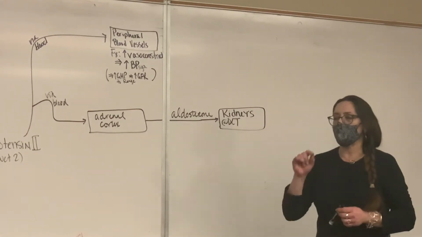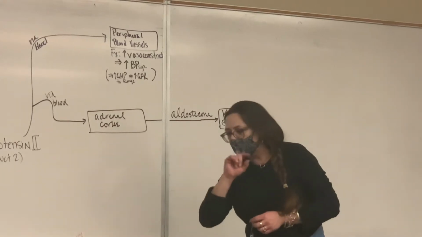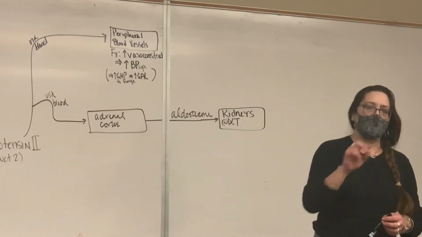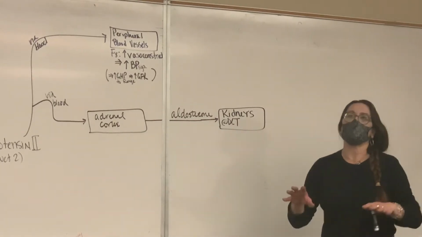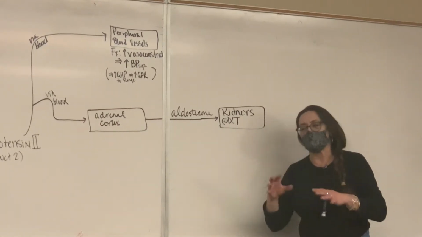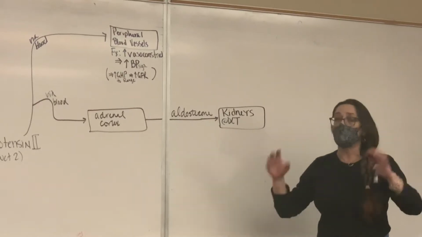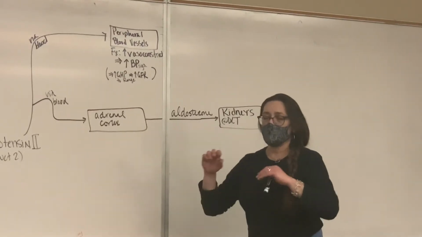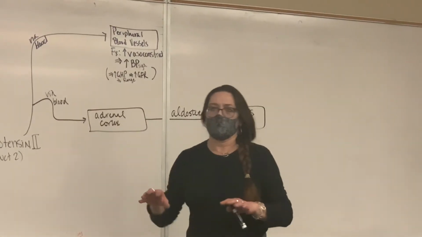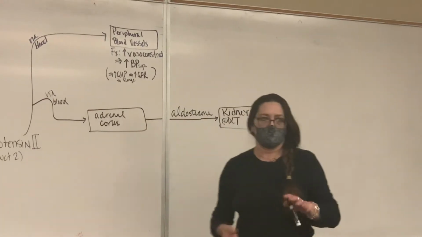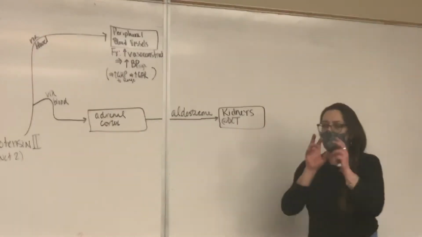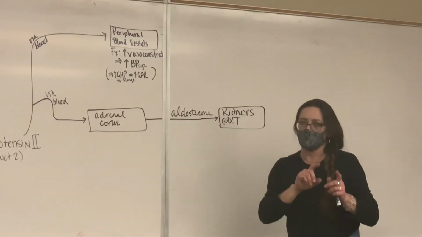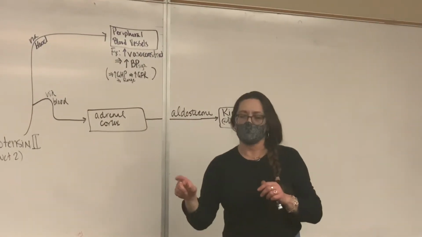Anytime you're going to see hormones targeting the kidneys, it will never be at the PCT. It will never be at the loop of Henle. Those two areas are bulk reabsorption. And they do some other things too, but they're just workhorses. They don't care what's in the bloodstream. They're just getting stuff done. It's the DCT and the collecting duct that starts to fine tune how much gets reabsorbed based on hormone levels.